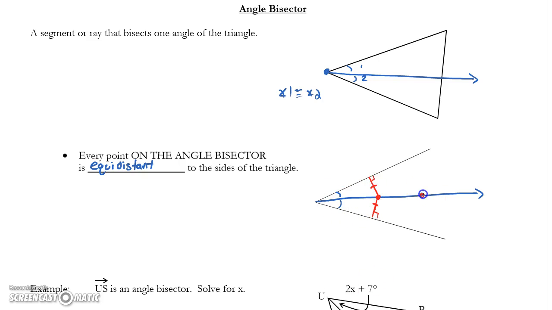And that's true no matter where I put that point. I could put a point here and draw the perpendicular, draw this perpendicular. Now this segment's congruent to this segment because it's on the angle bisector. That's the same all along. Now, we will look at problems that utilize that.